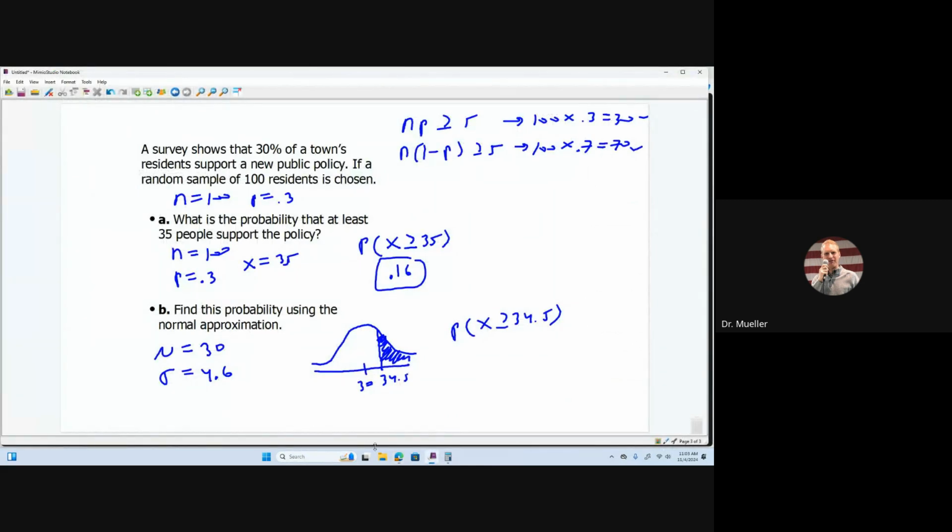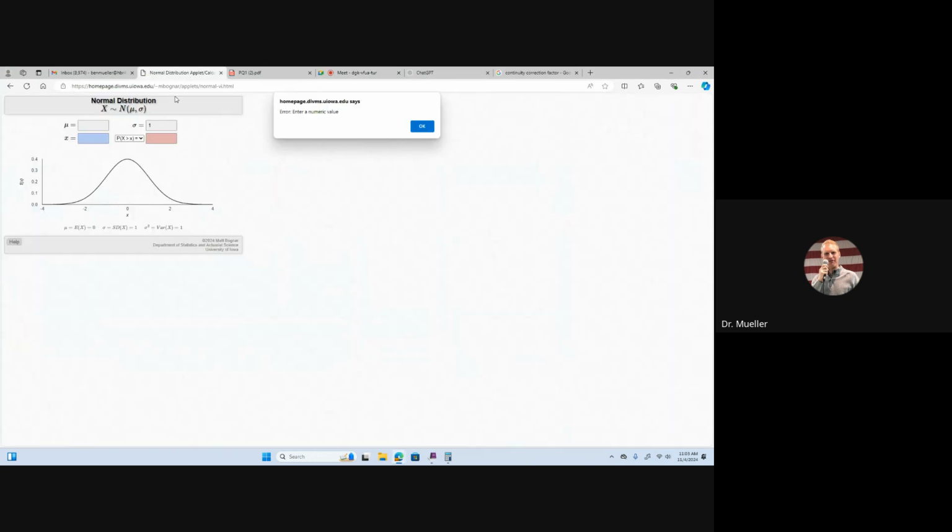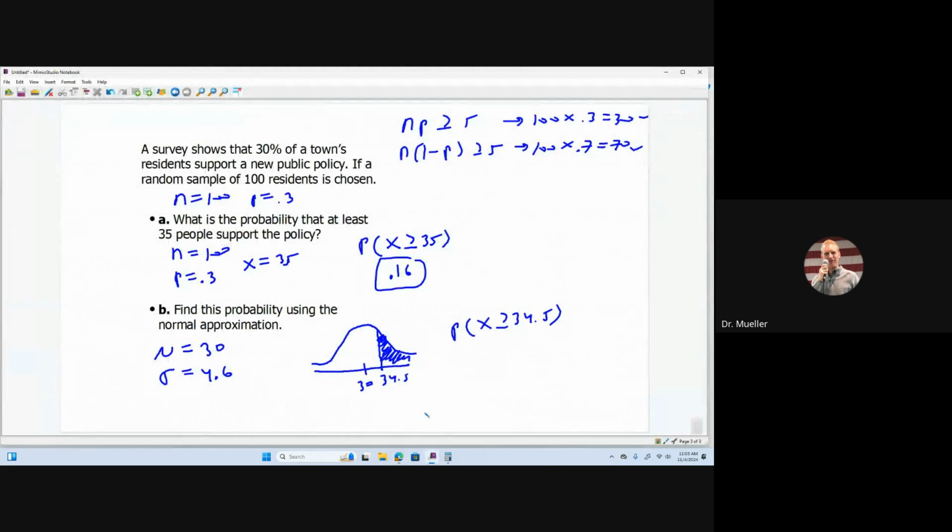All right, so mean of 30, standard deviation of 4.6. And we get 0.16. So once again, you can see it is pretty accurate.